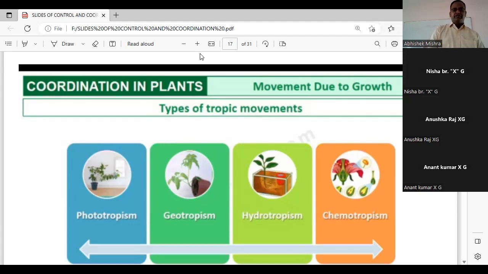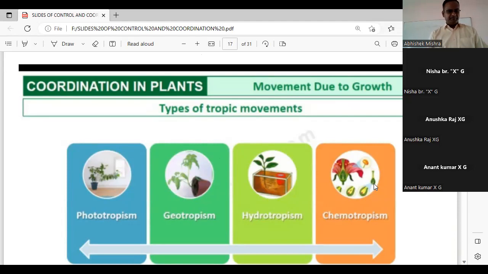Okay, okay, correct, Anand. If someone visualizes this image properly, then you can easily say that yes, this is the movement, or you can demonstrate the activity to show the movements. Correct, Anand? Now, what is chemotropism?